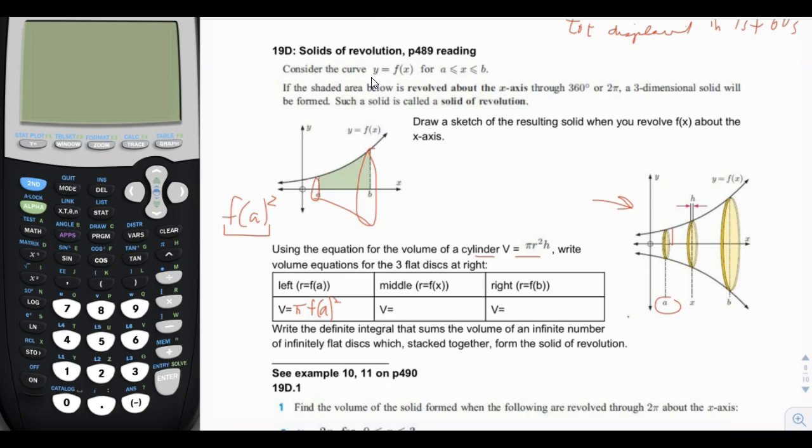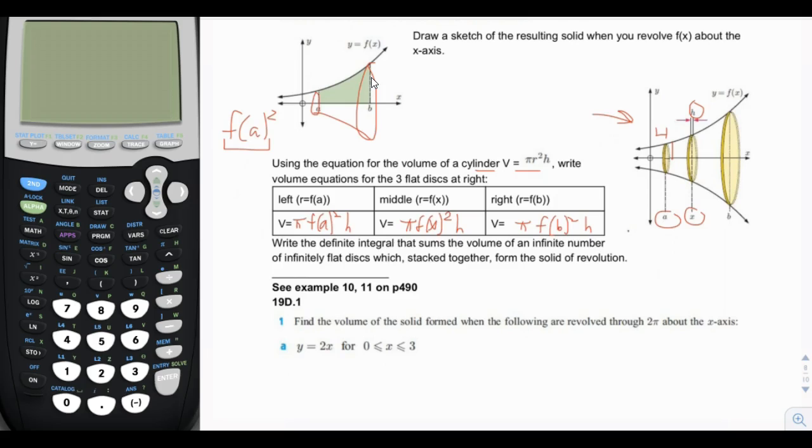H. And h of the cylinder is like the width of the cylinder. So in this case, we say that our width is small h. Right? So we'll put that. And the middle one is the same thing except for the f has x plugged in. And then finally, the right one is going to be pi times f of b squared times h.